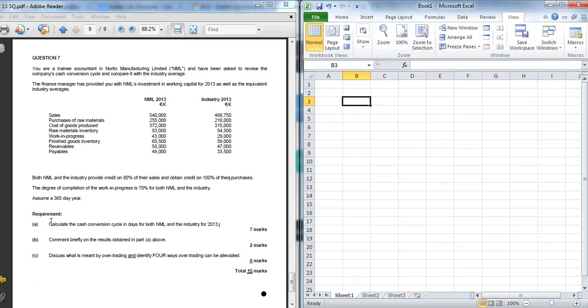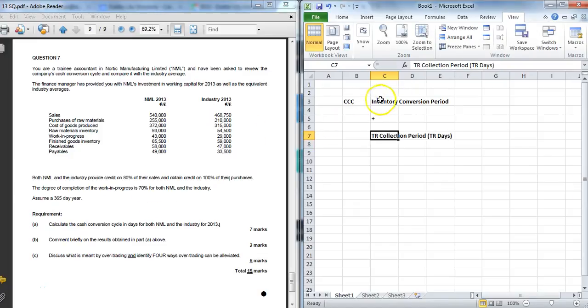Now, the first thing to note is the cash conversion cycle is essentially a general measure of how efficient a company is at managing its working capital, and it's typically made up of 3 components. So we call the CCC, which is the cash conversion cycle. It's made up of inventory conversion period, which is the first one. You add to that your trade receivable collection period, sometimes known as trade receivable days.